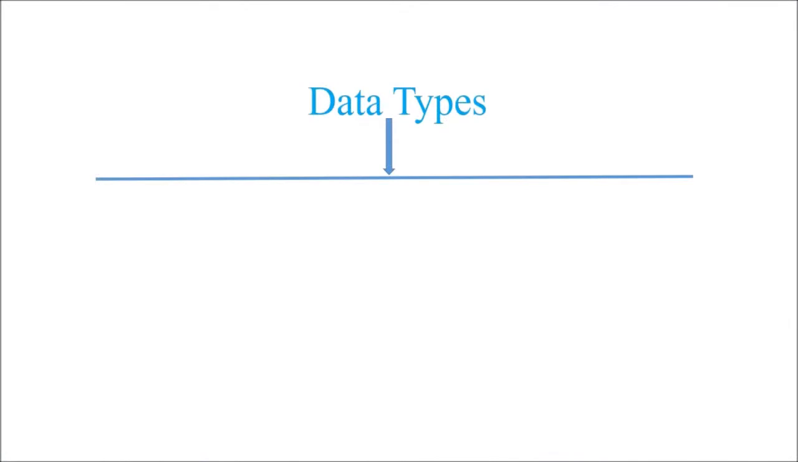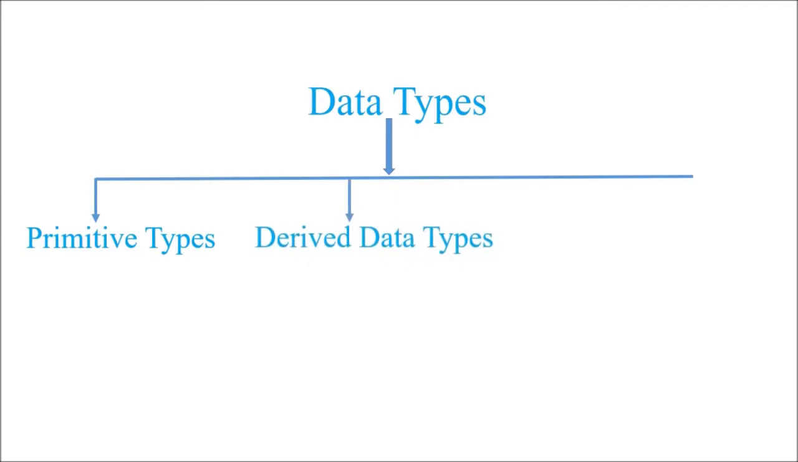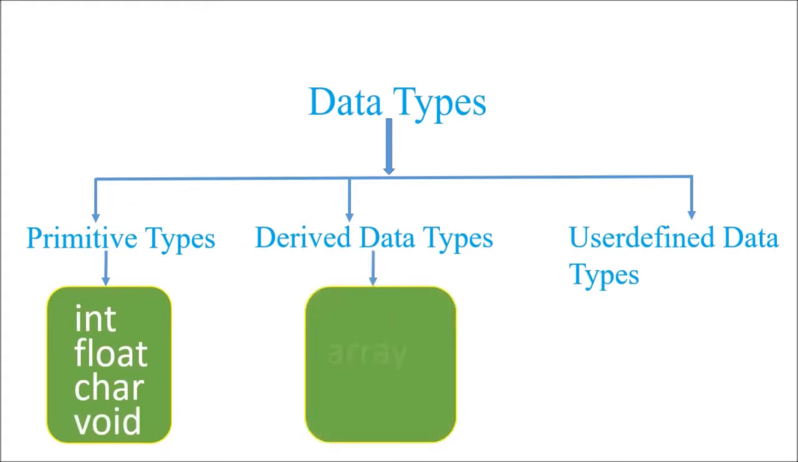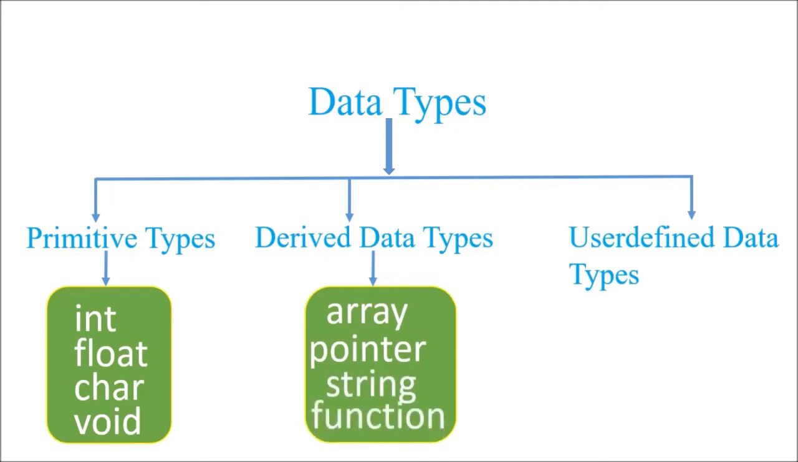Now I want to discuss types of data types in detail. Generally, data types are sorted into three types. First one is called primitive data types, second one is derived data types, and third one is user defined data types. Primitive data types are also four types, which are int, float, char, and void. Generally, there are four types of derived data types, which are array, pointer, string, and function.